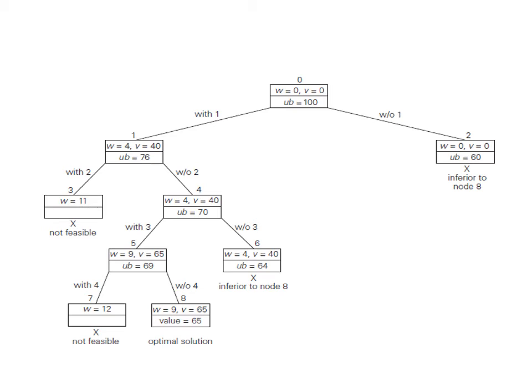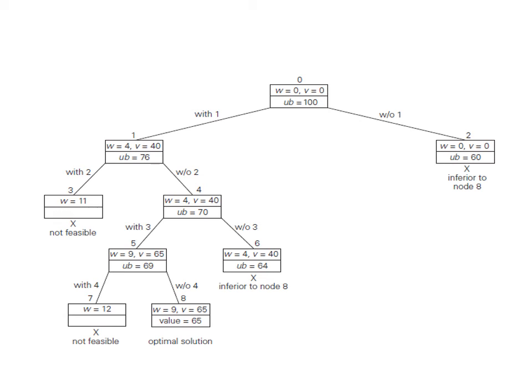Next we have to consider item 3. With this method our item 3's weight is 5. So small w becomes 4 plus 5, which is equal to 9, because we are taking item 1 as well as item 3 in our knapsack. We are going to fill these 2 items in our knapsack. So small w equal to 9 and small v equal to 40 plus 25, which is equal to 65, because 40 is the first item's value and 25 is the third item's value. So v equal to 65. With this we have to calculate the upper bound, whose value is 69.